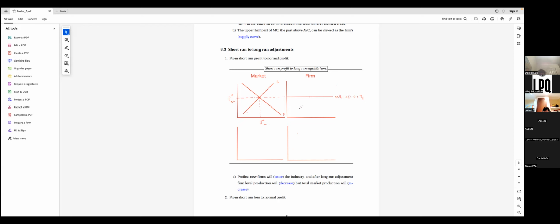Next step, we add MC, because now we are building a long run equilibrium graph, right? By the way, we label this one Q star F. This is called the firm level production. And we add ATC, and make your ATC tangent to, attached to, the demand curve. So it looks like this.